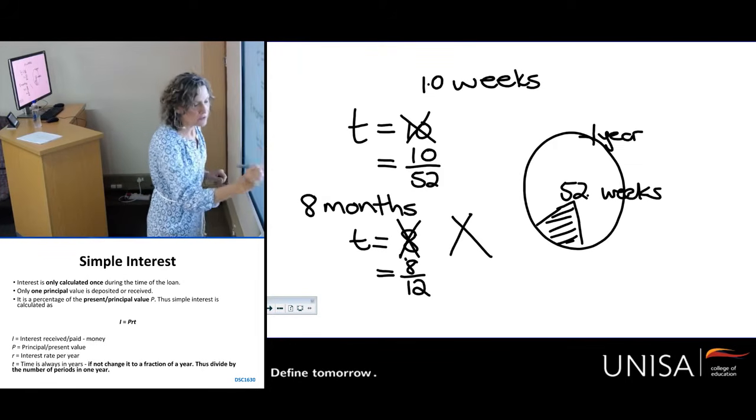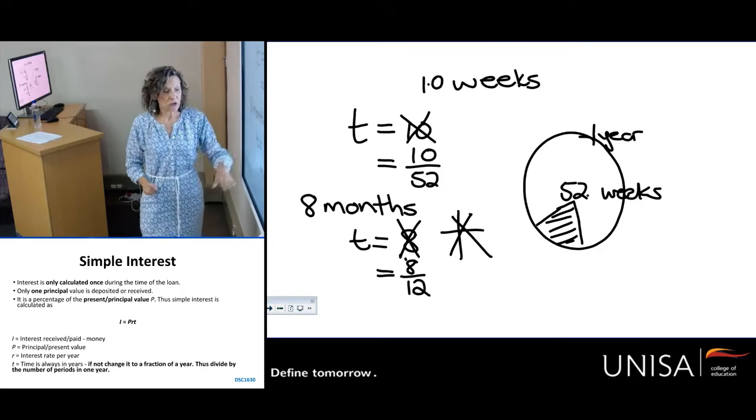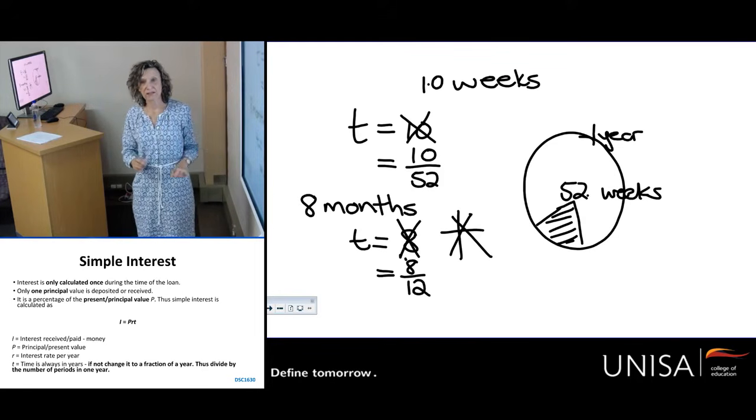This is very, very important. Your T must always be expressed as years.